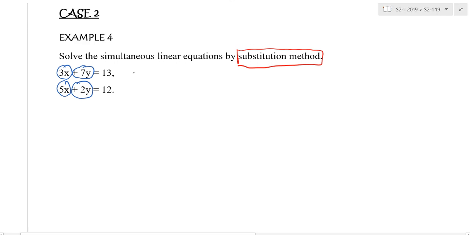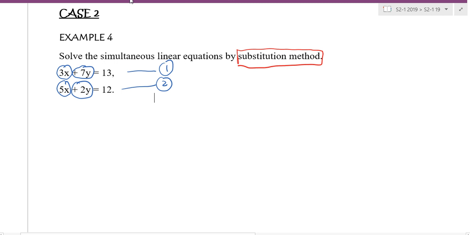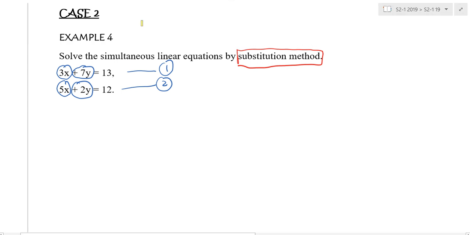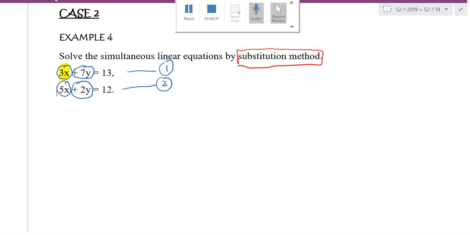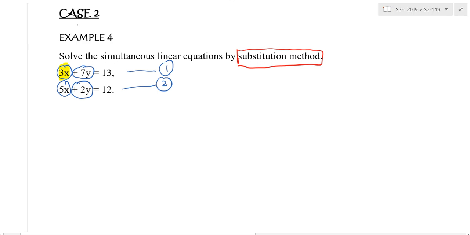But I need to make one. So what I do is very simple. I just select something I like and then I make it one. Out of these four, what do you want to choose? X. Is it 3X or 5X? 3X. Okay, so we try and make this a subject, okay? Is it wrong if I make 7Y the subject? No. So there's endless possibility. So it's very important for you to label the set.